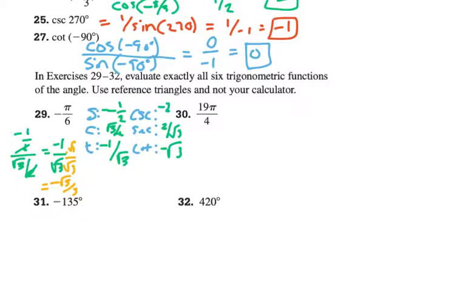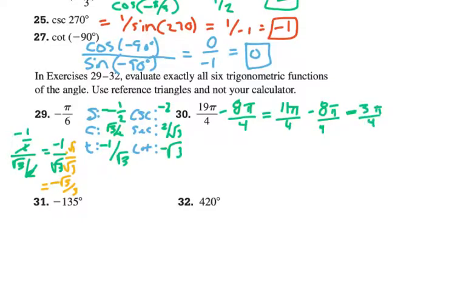Alright, the next one is 19 pi over 4, but we need to subtract a few pi's to get down to something that we can recognize. So if we subtract 8 pi over 4, which is 2 pi, a revolution, we get 11 pi over 4, but subtract another one and we get 3 pi over 4. It's definitely something that's on the graph.